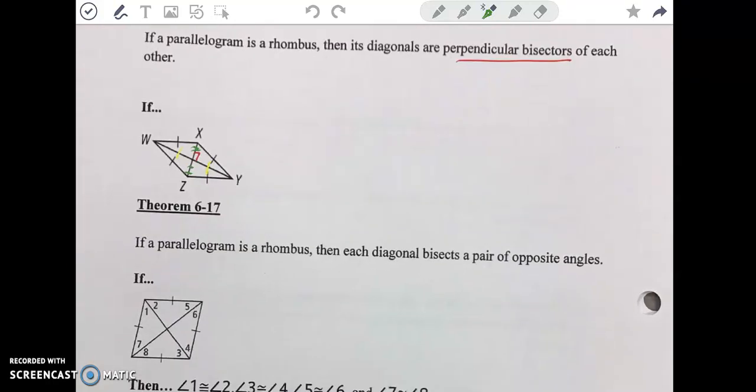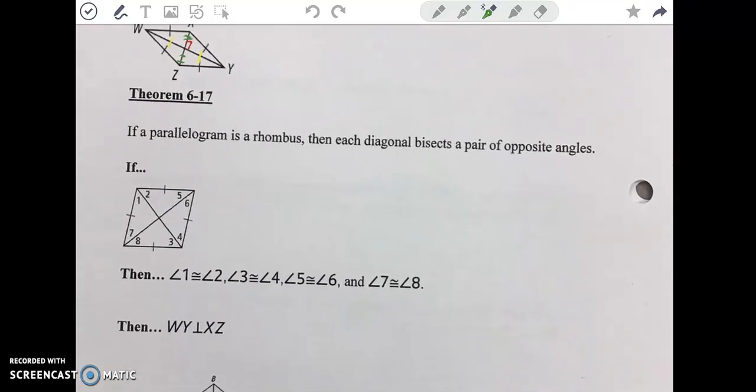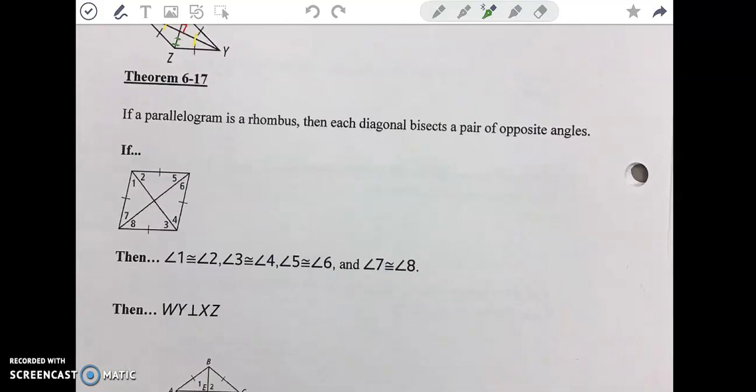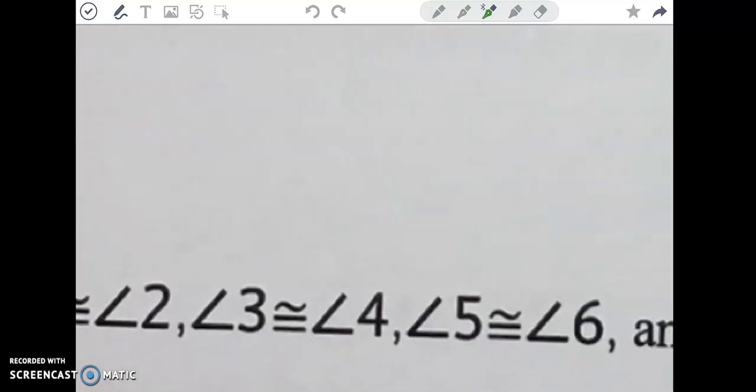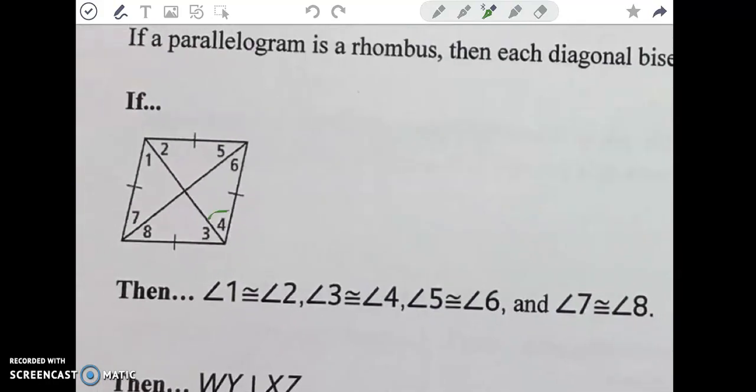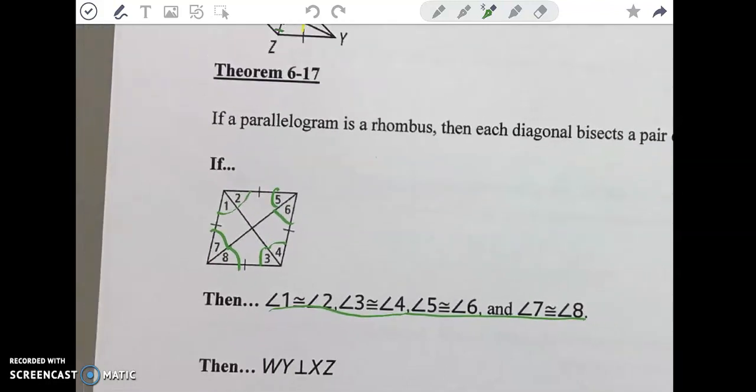Okay? Now, on the next one it says if a parallelogram is a rhombus, each diagonal bisects a pair of opposite angles. So basically what it's saying is, this angle 3 and 4 are going to be the same. 1 and 2 are going to be the same, but angle 1 and angle 2 are also going to be the same as 3 and 4. All going to be the same when it comes to a rhombus.